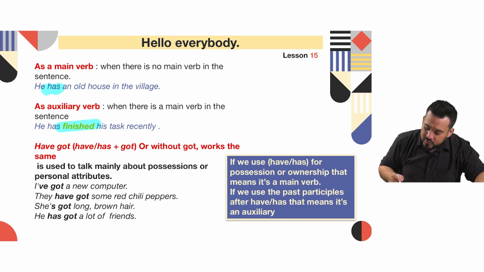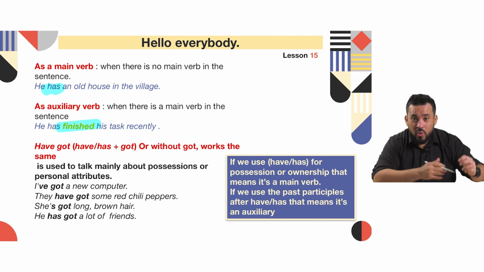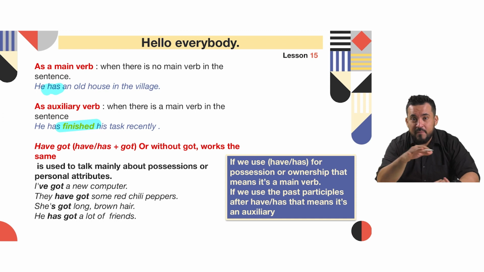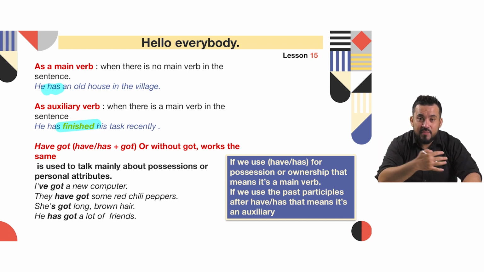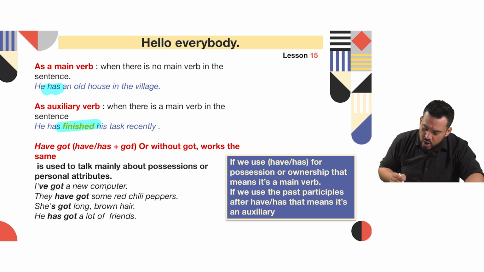Have got or has got or without got works the same. That means if we say I have or I have got or he has got, it's the same thing. There is no difference. It's just that I have is considered a little bit more formal than I've got. Also, I have is American, I have got is British, but it's the exact same thing. It's used to talk mainly about possessions or personal attributes.